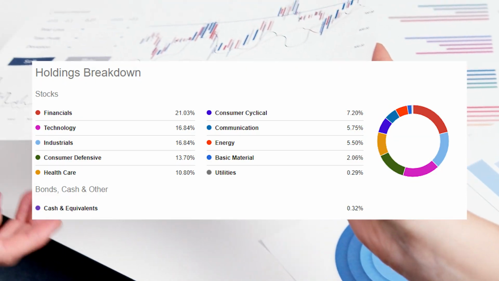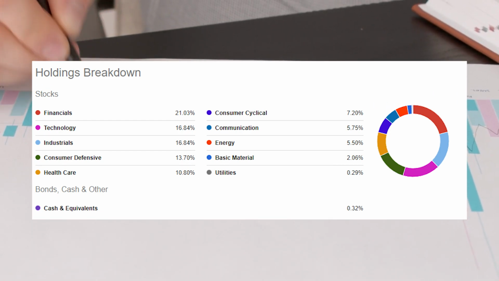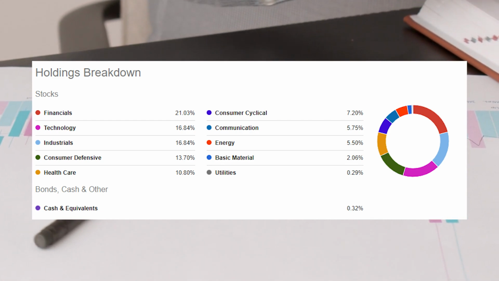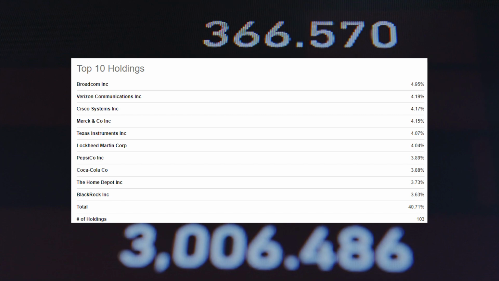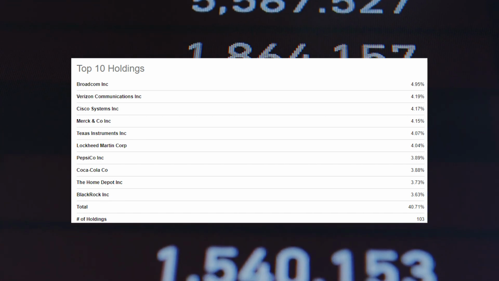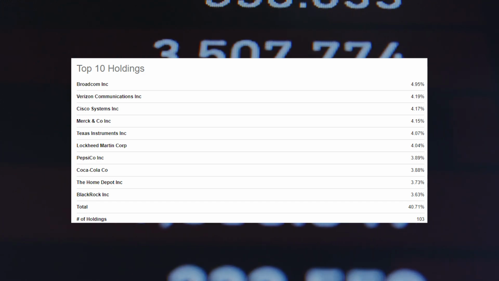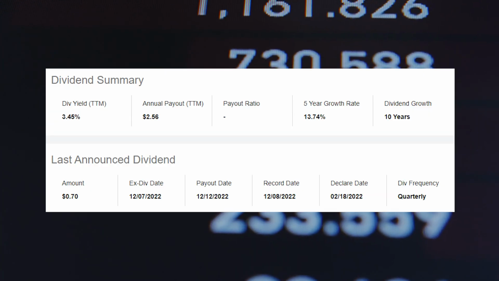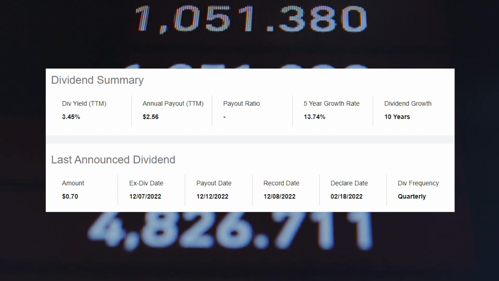SCHD offers amazing diversification. SCHD holds a diversified portfolio of 100 blue-chip dividend-paying stocks spread across various sectors of the economy. This helps to mitigate the risk of investing in a single stock and provides exposure to a broad range of companies. Also, SCHD offers a higher than normal dividend yield. The starting yield of SCHD right now is around 3.5% more or less.